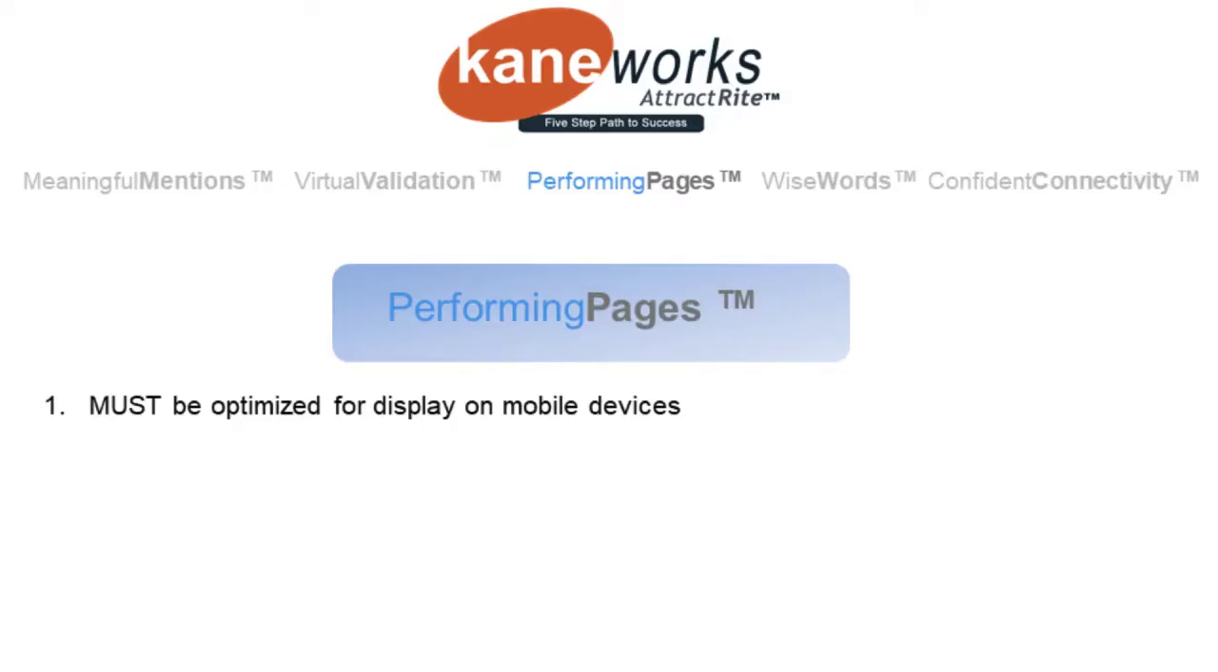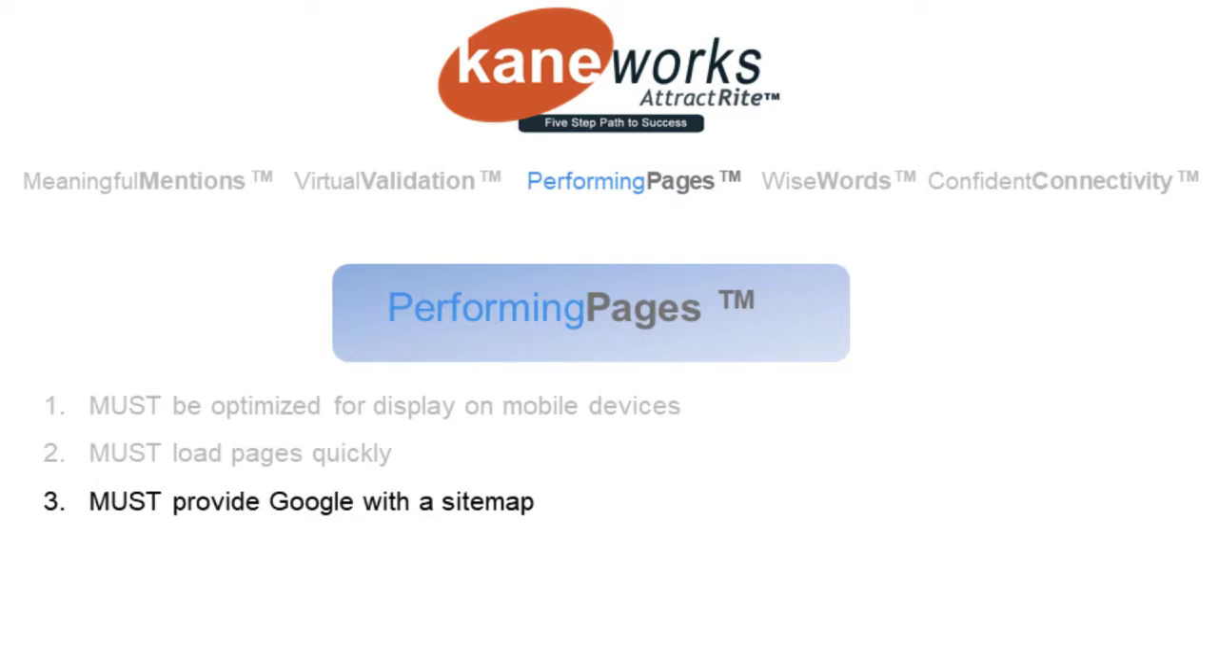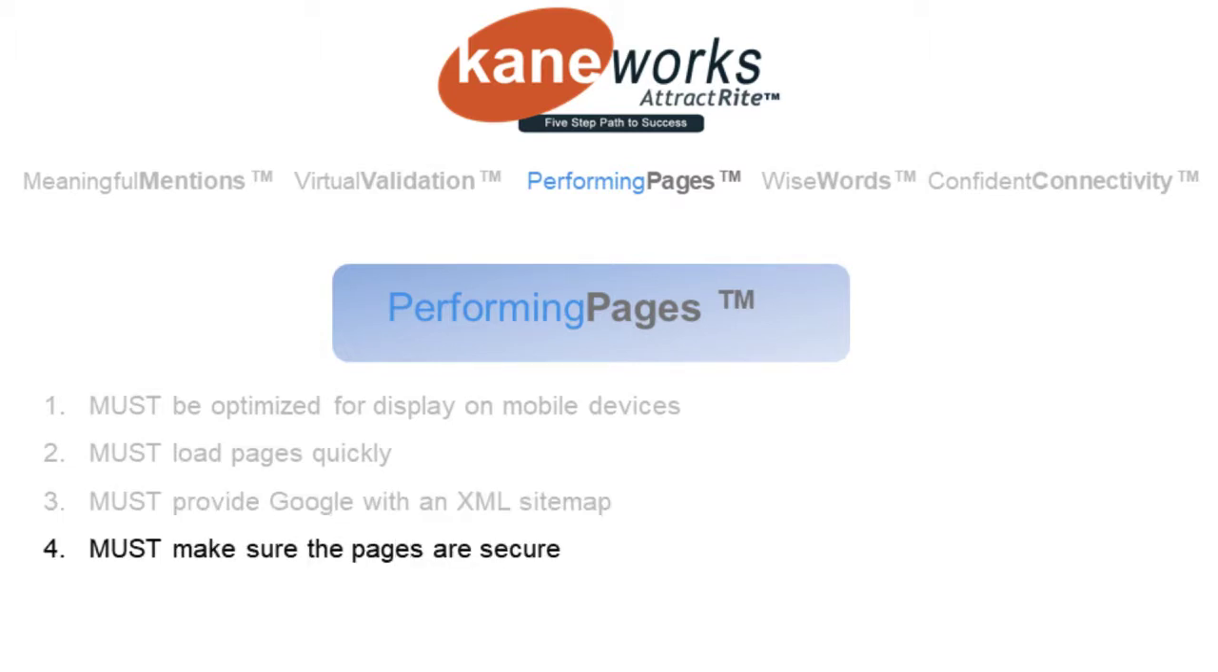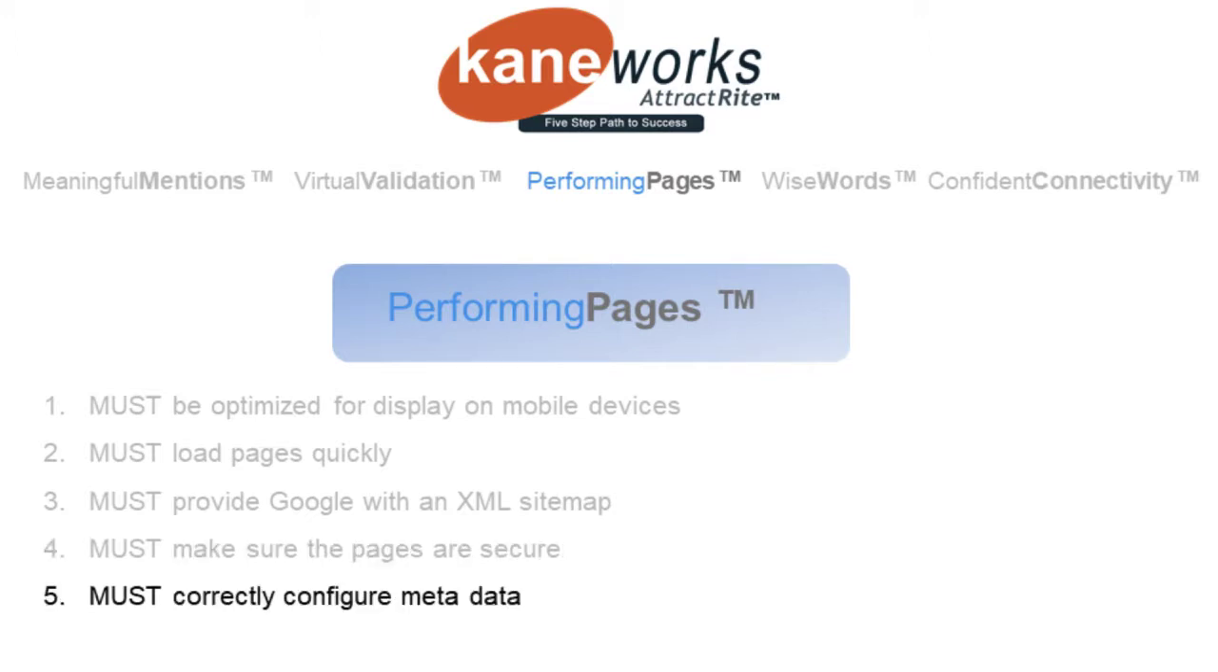Here are the 5 performing pages elements you must get right. 1. Your website must be optimized for display on mobile devices. 2. Your pages must load quickly. 3. You must provide Google with a sitemap. 4. You must make sure your pages are secure. And 5. You must correctly configure your site's metadata. Now let's drill down on each of these.